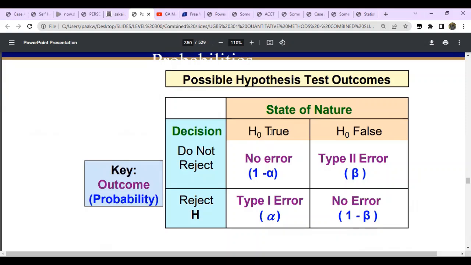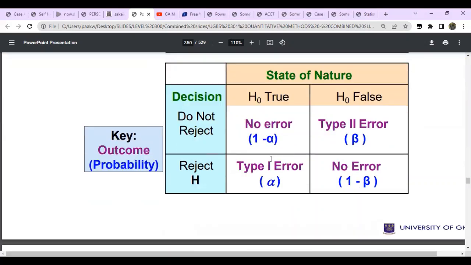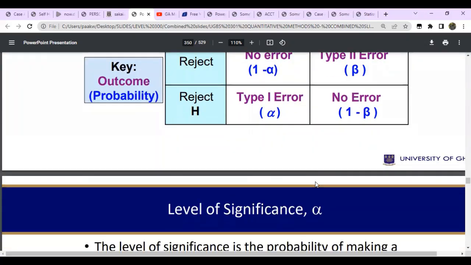So when H0 is true, do not reject: no error, 1 minus alpha. Reject H0: type 1 error, alpha. When H0 is false, do not reject, is what? Type 2 error, that is beta. Reject: no error, 1 minus beta. So these things are not really that important.